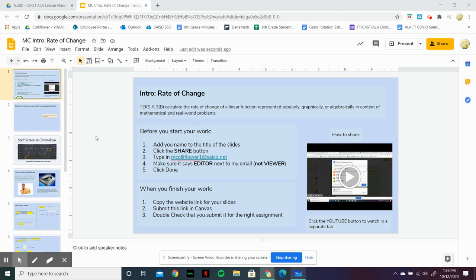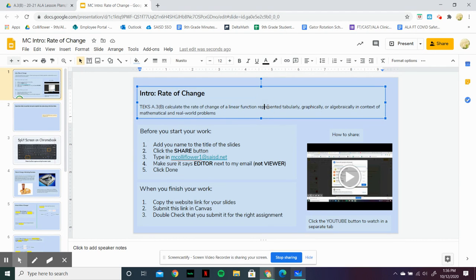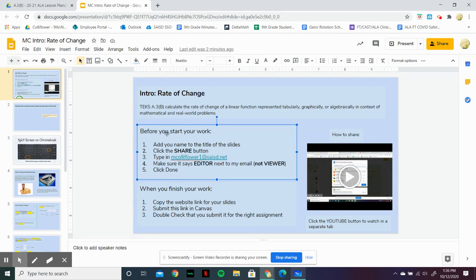Hello. To master the next standard, which is standard A3b, we are going to learn to calculate the rate of change of a linear function that is represented in a table, graph, or algebraically, or in a mathematical and real-world problem.